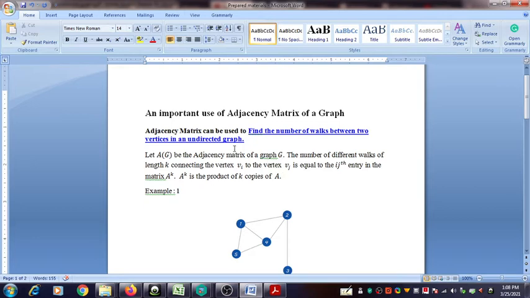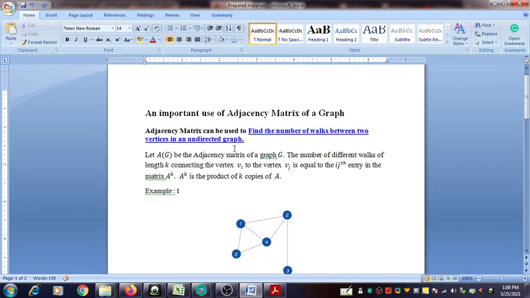To explain this, let's consider a graph G and its adjacency matrix A of G. The number of different walks of length k connecting the vertex Vi to the vertex Vj, where Vi and Vj are two vertices present in the graph, is equal to the ij-th entry in the matrix A raised to k.